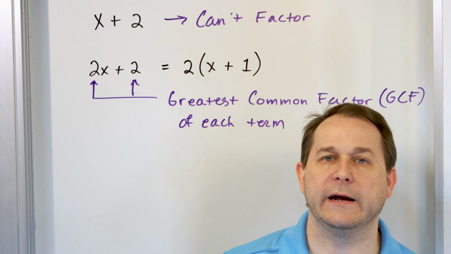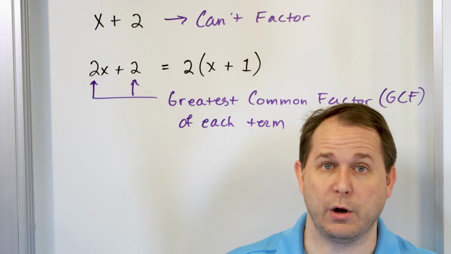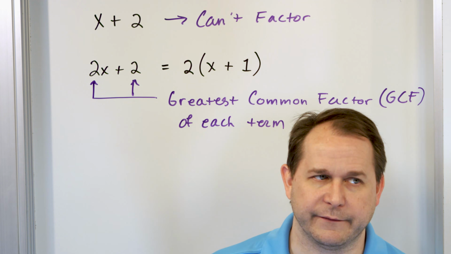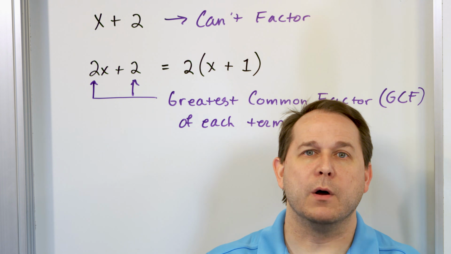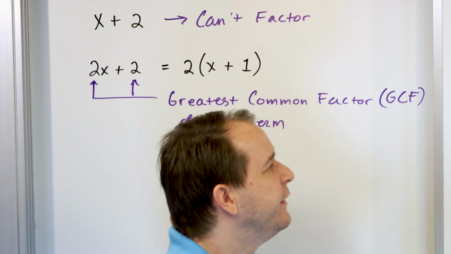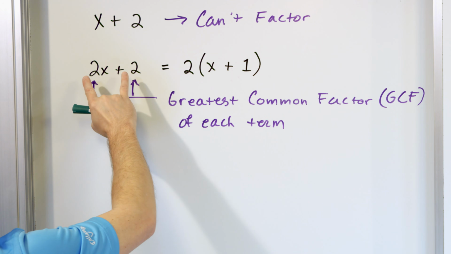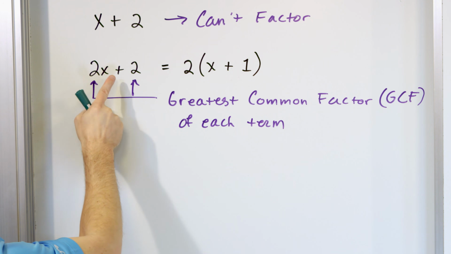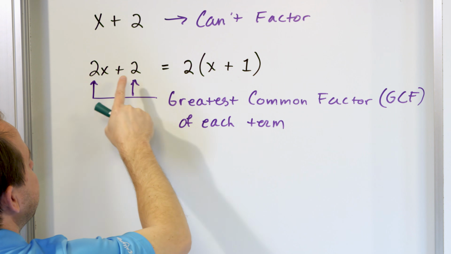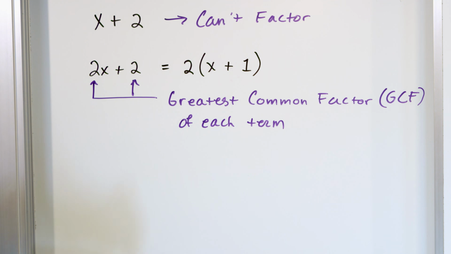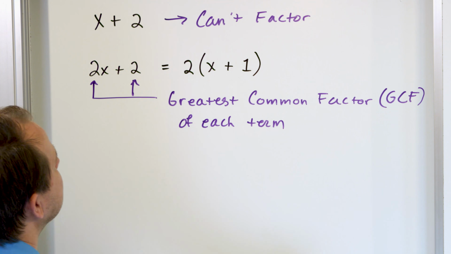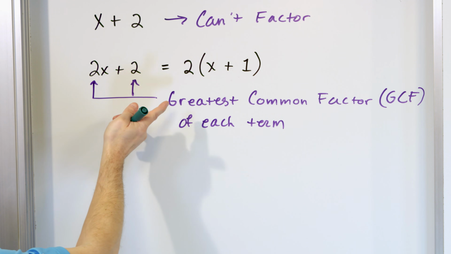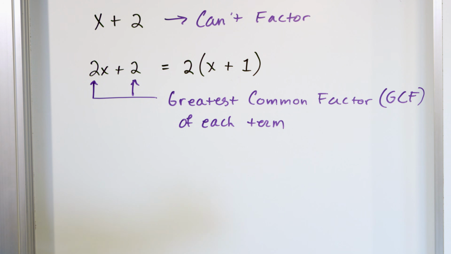Greatest means the largest, right? Common means common to both of the things, right? And factor is what we said. Factor is something that's multiplied by something else to give you something. So 2 is the biggest thing that's common to both terms, and obviously because it's common to both terms, it's going to be multiplied by something to give me my original thing. That's the factor part of it. Factor means kind of like multiplicative term, right? In this case it's just a number, but it's the biggest number common to both terms. That's what it means, greatest common factor of each term.